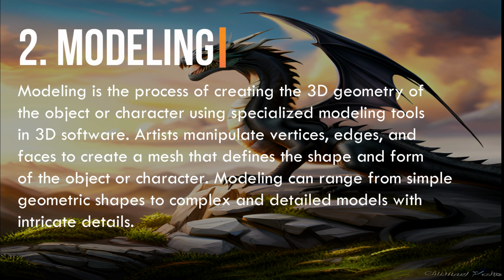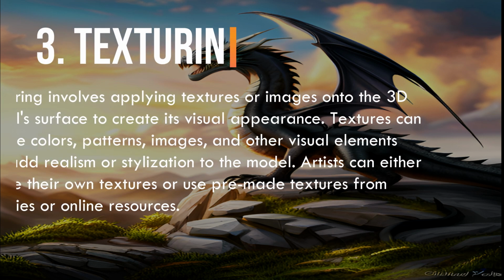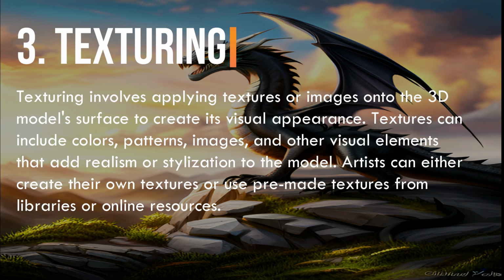Modeling can range from simple geometric shapes to complex and detailed models with intricate details. 3. Texturing. Texturing involves applying textures or images onto the 3D model surface to create its visual appearance. Textures can include colors, patterns, images, and other visual elements that add realism or stylization to the model. Artists can either create their own textures or use pre-made textures from libraries or online resources.